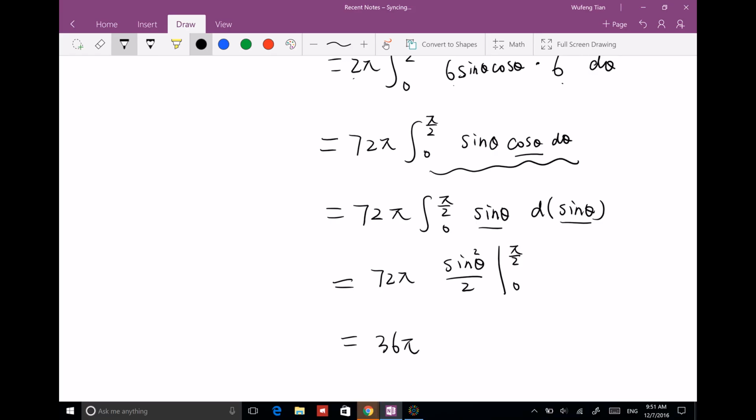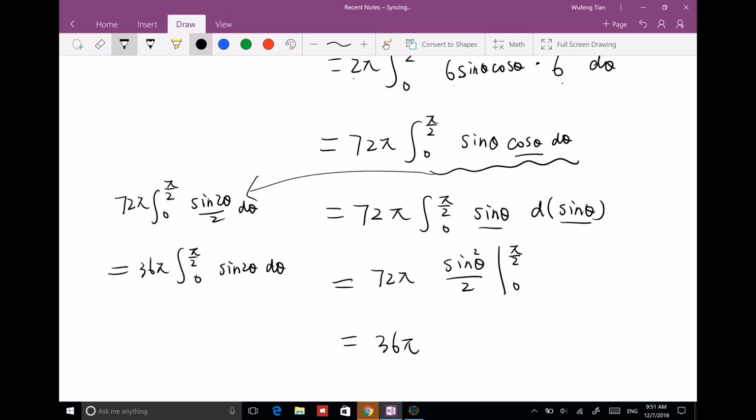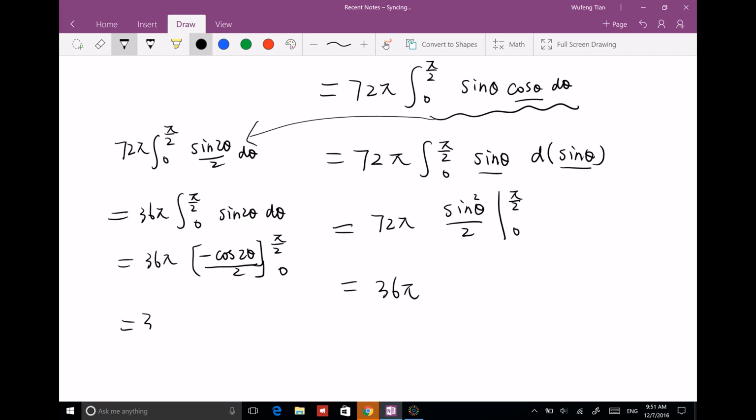Even in case you don't know this way, you still can use the double angle formula. You can do 72 pi, from 0 to pi over 2, of sine 2 theta over 2 d theta. So you can multiply the 2, 36 pi, from 0 to pi over 2, of sine 2 theta d theta. So the answer is going to be 36 pi times negative cosine 2 theta over 2, plug in pi over 2, plug in 0. Okay, so I guess the final answer is 36 pi.